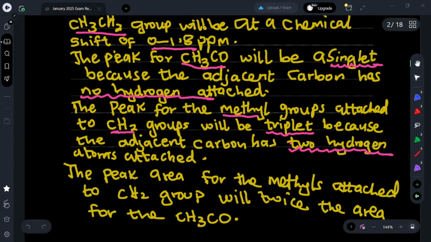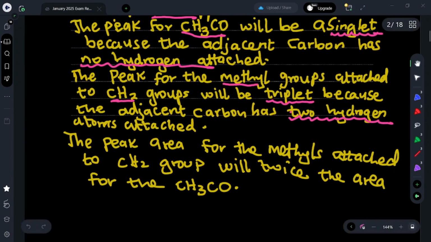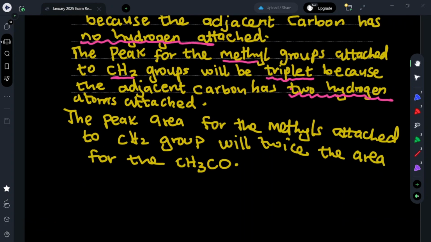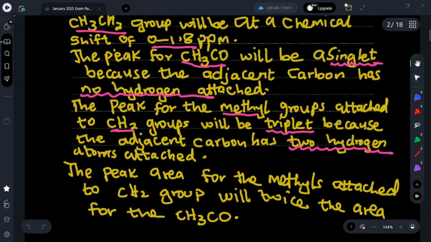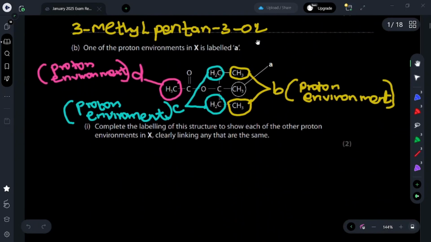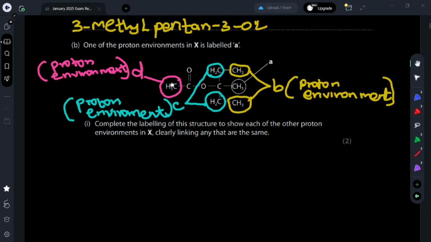And then the peak area for the methyl groups attached to the CH2 group will be twice the area for the methyl attached to the carbonyl. Let's see that. The methyl here and this methyl, that is a total of 6 hydrogens, 3 plus 3. That means the area will be twice as big compared to the methyl that is bonded to the CO, because this is just 3 hydrogens. That is why the area for these 2 methyl groups is going to be twice the area for this other proton environment.